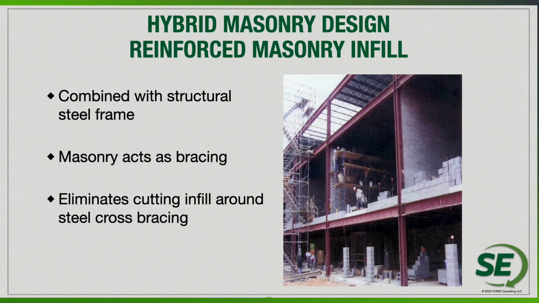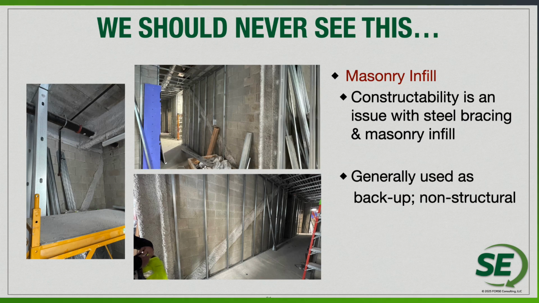We can still utilize the shear wall capabilities and sometimes the load-bearing capabilities of masonry when we look at a hybrid design. So we shouldn't see this. These are just different examples of steel braces within masonry wall plane. Again, there's just no need for it. The masonry is going to have just as much or more capacity than the steel element.